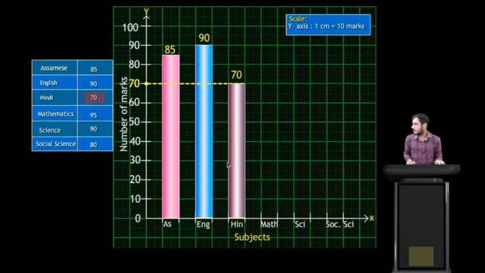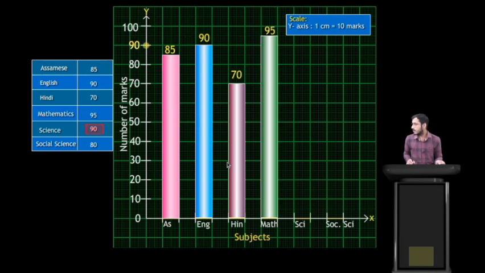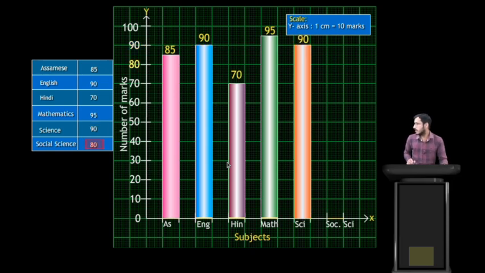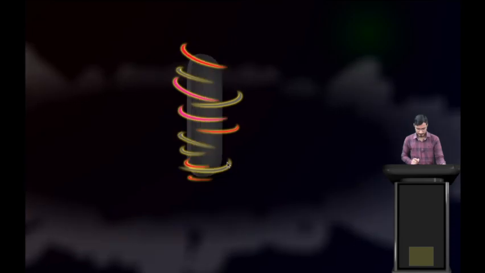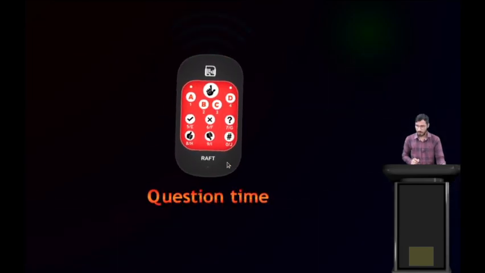Okay. Hindi, so 70 marks. Mathematics 95, so take height 95. Yes. Again science 90. Then social science 80. Yes. Okay. So it's a bar graph.